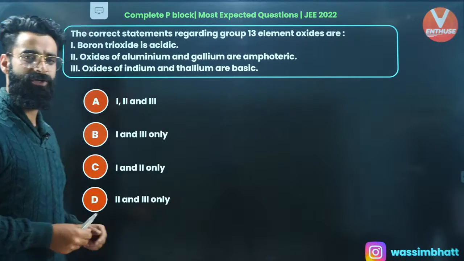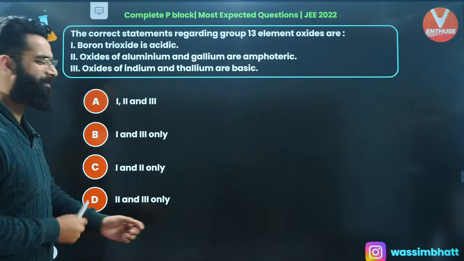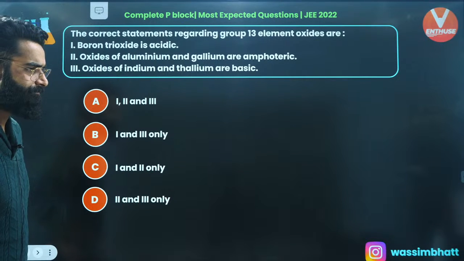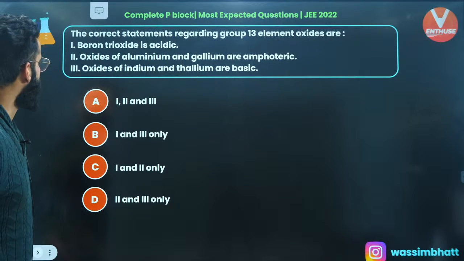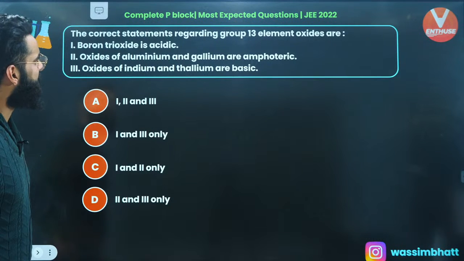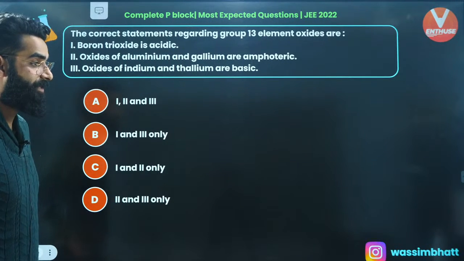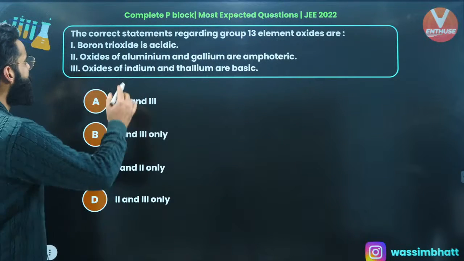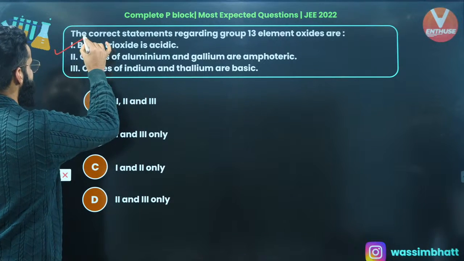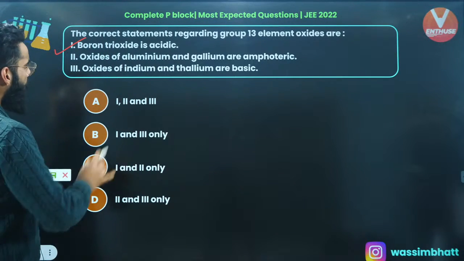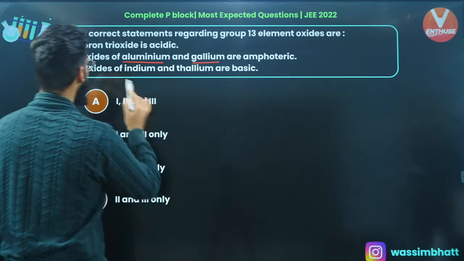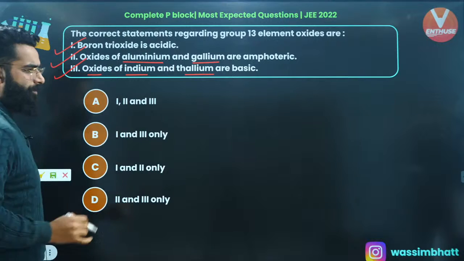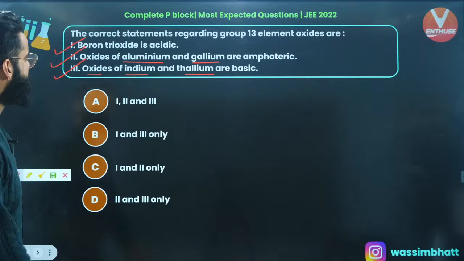What do you think about this particular question? You would have come across all these statements in your NCERT textbook as well. I'm sure about that. The question asks for the correct statements regarding group 13 element oxides. Well, the statements are given. Boron trioxide is acidic, which is absolutely right. Oxides of aluminium and gallium are amphoteric, absolutely right. Oxides of indium and thallium are basic, absolutely right. All the 3 statements are absolutely correct, my dear people, right?